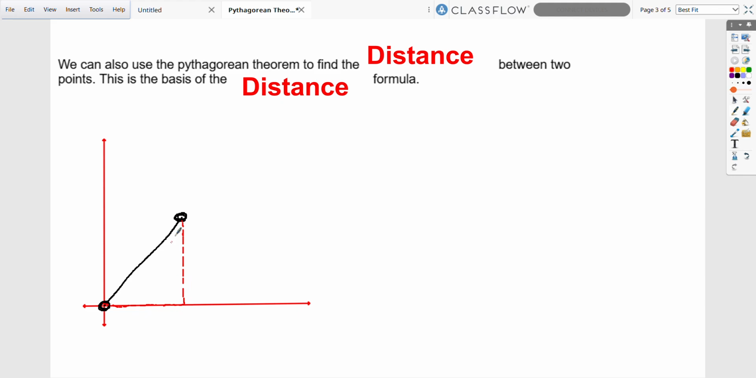And then we did some counting. So that was our B, that was our A. And then that allowed us to find our distance of C. And so just remember that the distance formula and the Pythagorean theorem are very closely related.